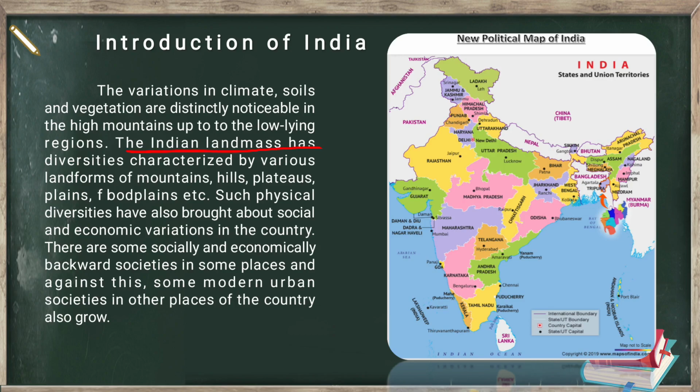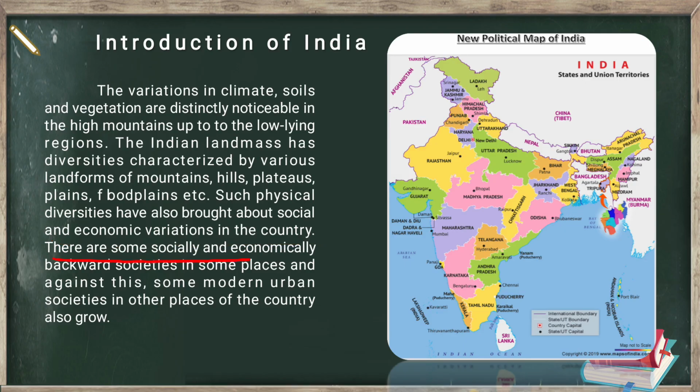The Indian landmass has diversities characterized by various landforms of mountains, hills, plateaus, plains, floodplains. I misspelled it, it should be floodplains. The plains which occur due to flood, with the sediments carried by the river, make the floodplains. Such physical diversities have also brought about social and economic variation in the country.